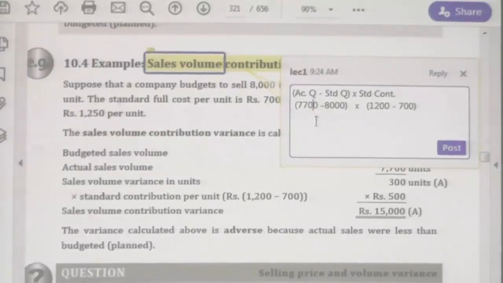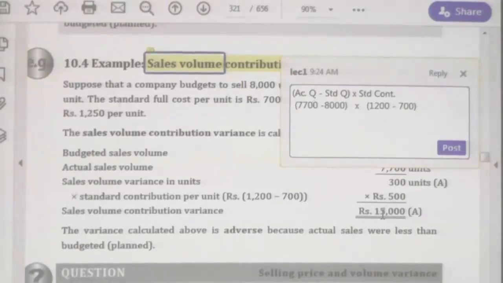by 300. Therefore, 300 into 500. Here you have a minus 300 because it is a loss. 300 into 500 is 15,000. Therefore, your loss is 15,000. Adverse variance 15,000.